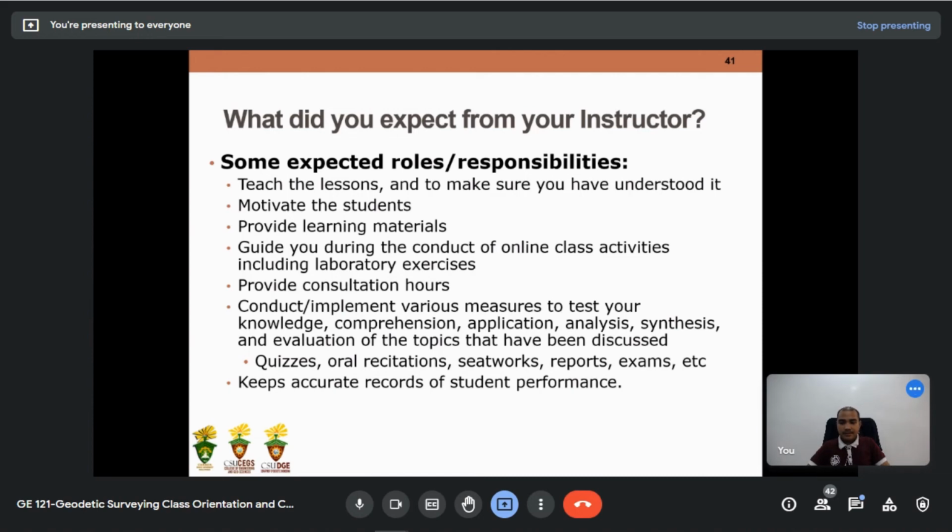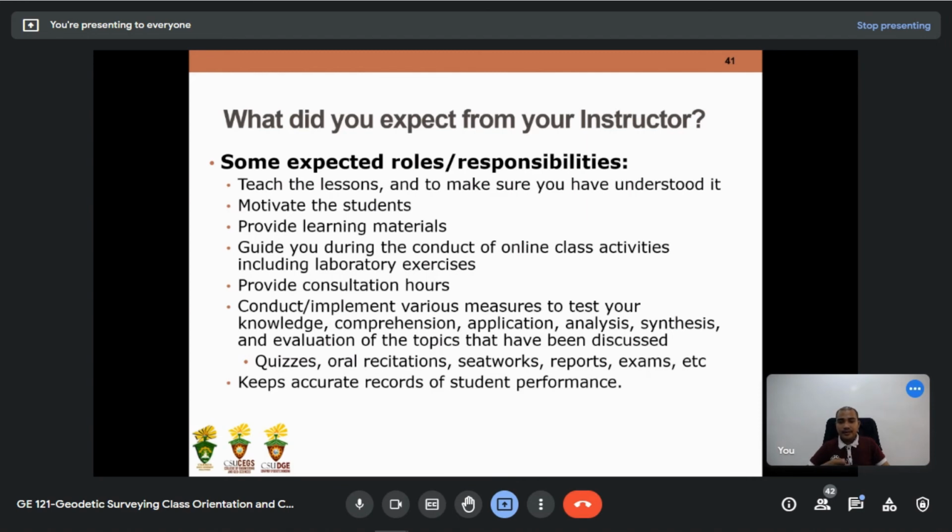Next is to implement various measures to test your knowledge, comprehension, application, analysis, synthesis, and evaluation of the topics that have been discussed. For example, among the evaluation measures are quizzes, oral recitations, seatworks, reports, exams, etc. Then also we are expected to keep accurate records of your student performances. So that is our job.